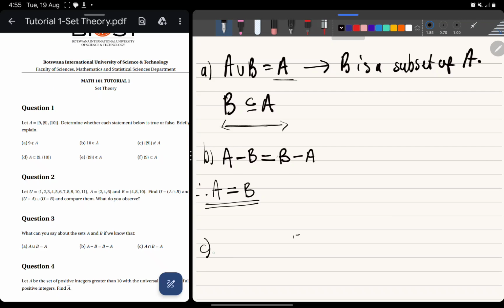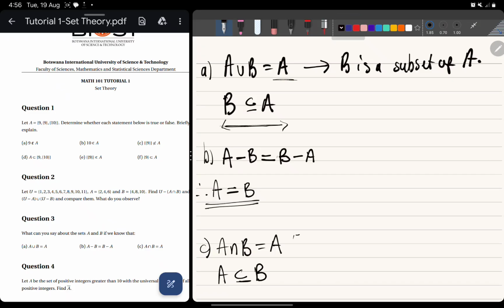Now when we go to part C, they are saying A intersection B is equal to A. In other words, when you try to find things that are common between A and B, you're going to get the whole of set A. The whole of set A is common between A and B. So this means that A is a subset of B.